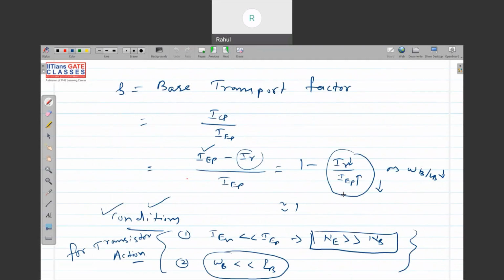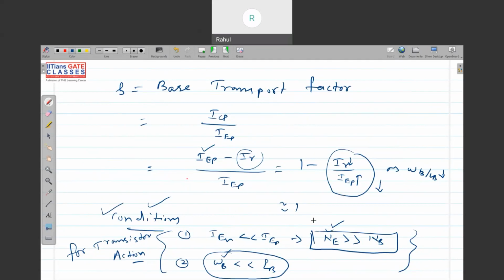The two criteria are: the doping in the emitter region should be very, very much greater than the doping in the base region. The second criterion is that the base width should be very, very small compared to the diffusion length, so that whatever carriers are injected from emitter to base pass to the collector without much recombination, right?